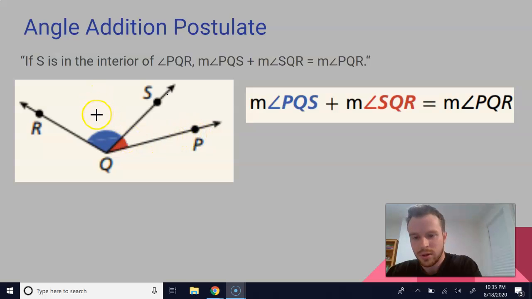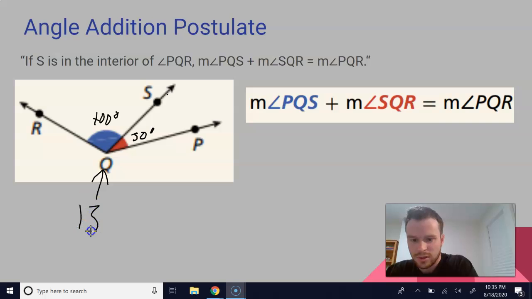So for example, if SQR is 100 degrees and PQS is about, I don't know, let's say 30 degrees, then if you add these together, the whole big angle PQR is 130 degrees.